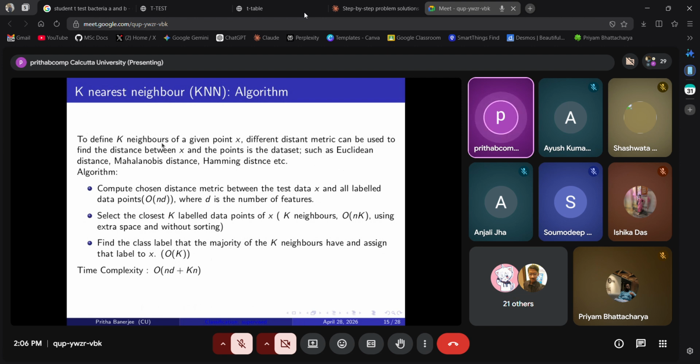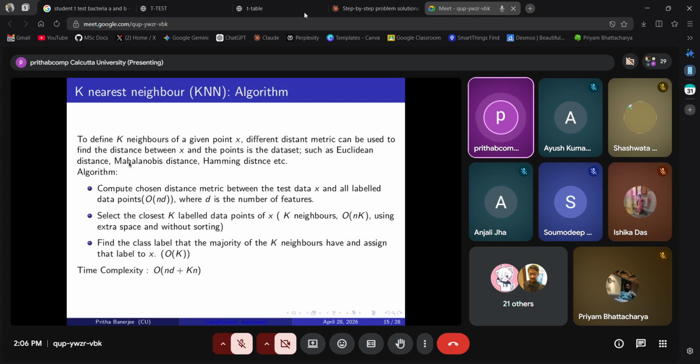So how do you define the k neighbors? We define the k neighbors of a given point x using different distance metrics. So we find the distance between x and the points in the data set. What kind of distance metric? Euclidean distance, Mahalanobis distance, Hamming distance, depending on the situation. Then there are many other types of distances. Manhattan distance also you can use. So several distances are possible.